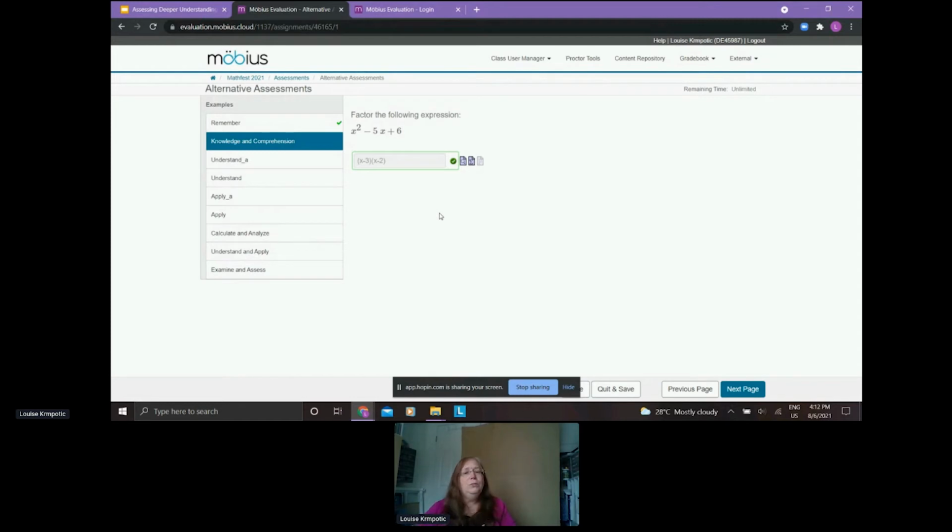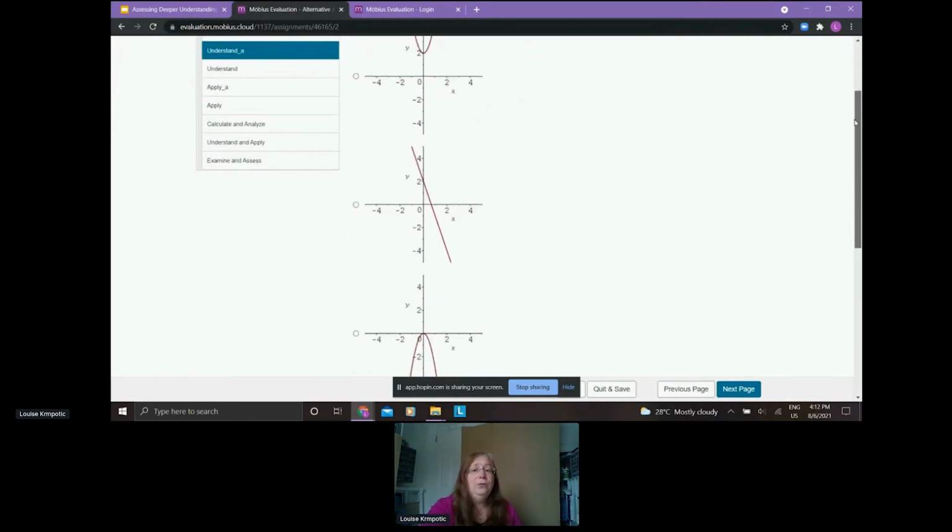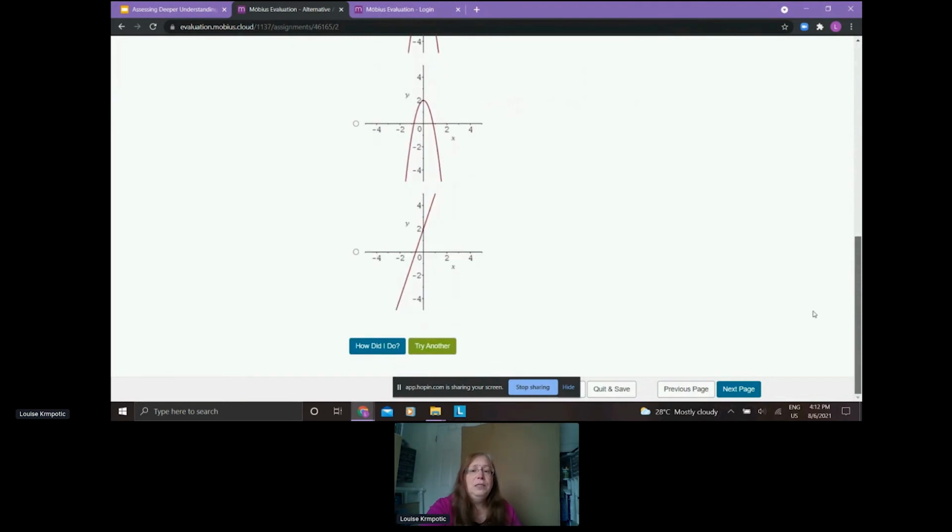So what we want to move to are questions that are asked a little bit differently. If we move to the understanding side of things, now here we're asking, which of the following is the graph of the derivative of negative x cubed plus 2x plus 1 with respect to x? In this case, it's multiple choice. They can scroll down, see the different options, and then select the right one.